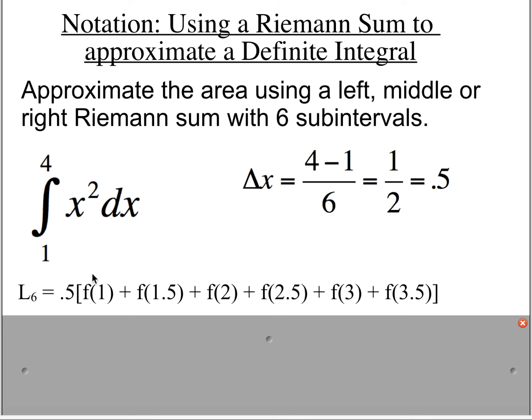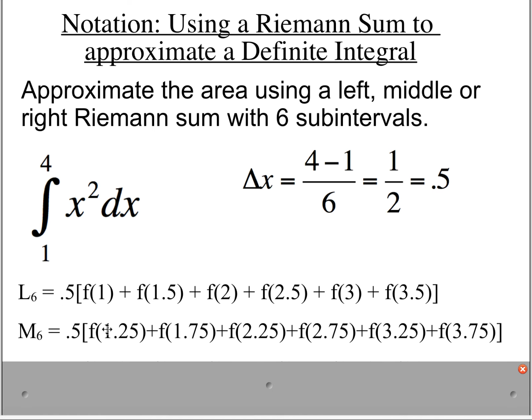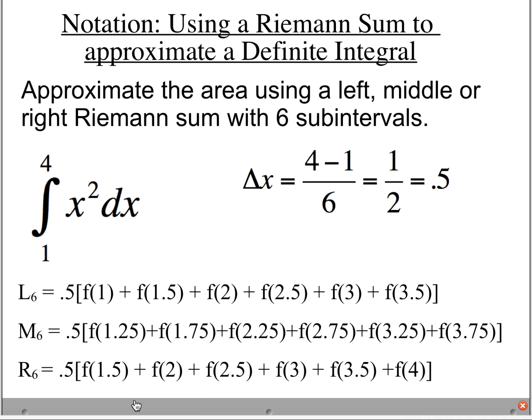And so since I'm using my left side, I'm going to have f of 1 plus f of 1.5 plus f of 2, whatever those values are when you plug them into the equation x squared, until you get to 3.5. Notice that the x values that I use are the same width as my delta x. For a midpoint, between 1 and 1.5, my middle Riemann sum would be at 1.25, 1.75, 2.25, etc. And for a right Riemann sum, I'm going to start at 1.5 and go all the way to 4. And then I would calculate what those values are to get the approximate area.